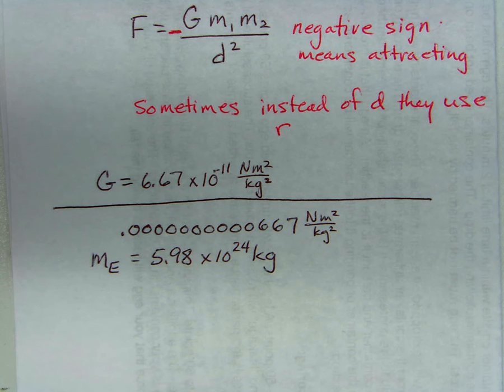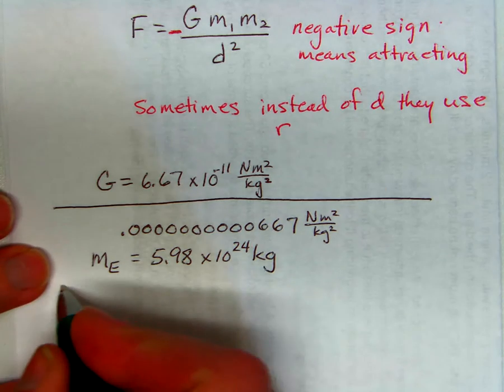How many pounds would that be? I don't know. Actually, that would be a little over 2 times 10 to the 24th pounds. All right, so let's go through an example here.